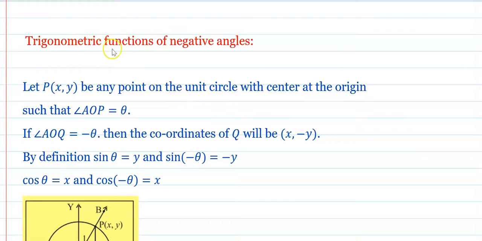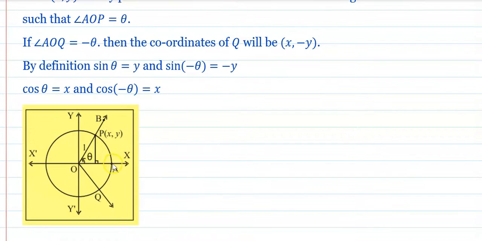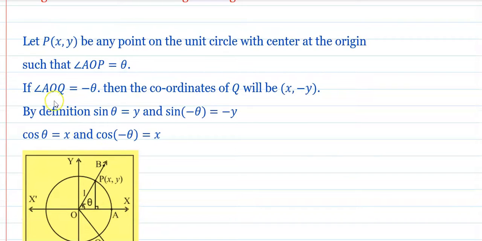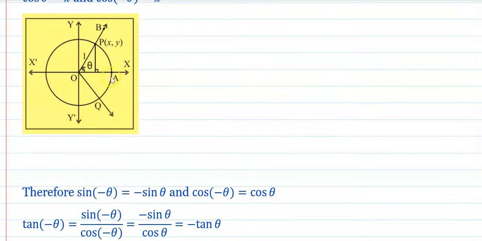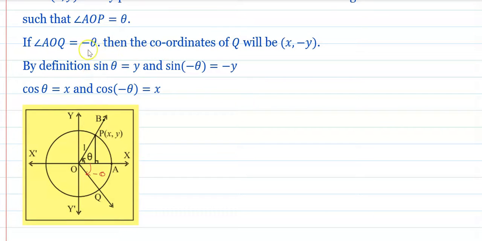Now the next topic, trigonometric functions of negative angles. Let P(x, y) be any point on the unit circle with the center at the origin. Angle AOP is equal to theta. Angle AOQ is equal to minus theta. It is measured in the clockwise direction. Now if angle AOQ is minus theta, then the coordinate of the point Q is (x, minus y).